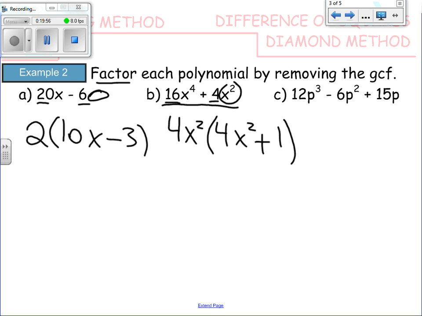And C, what's the largest number that divides into 12, 6, and 15? 3. Perfect. How many P's can we take out? That's 4P squared minus 2P plus 5. Yes, Eric. It has to put a Y in it. Just change it to this question if you need to.